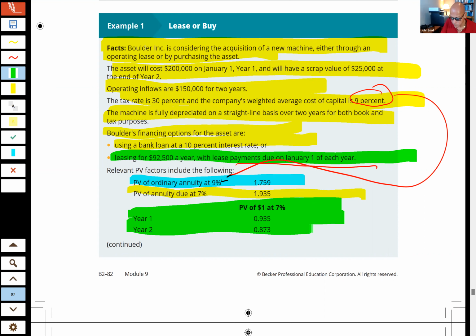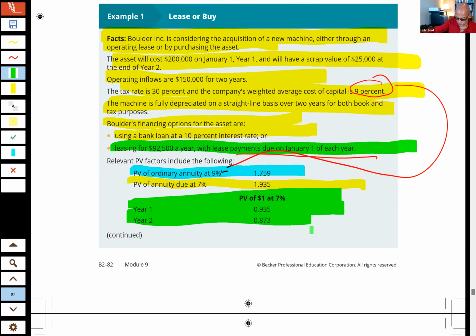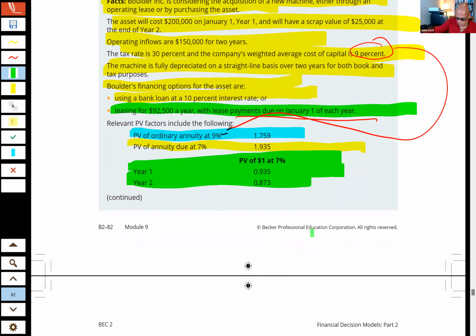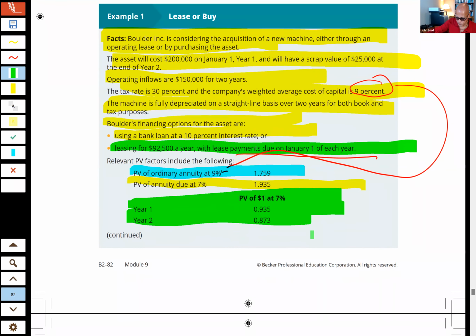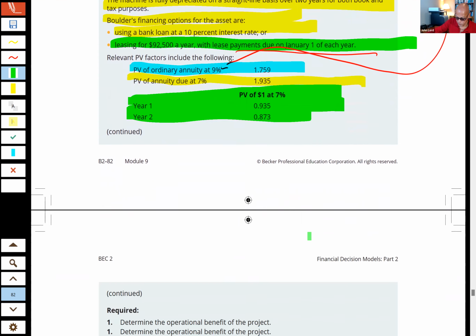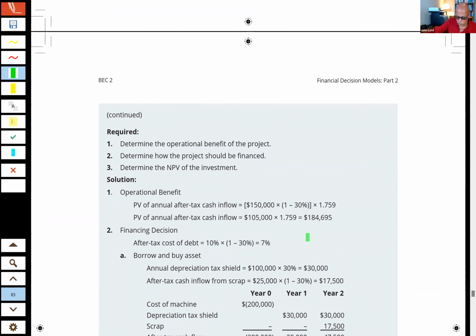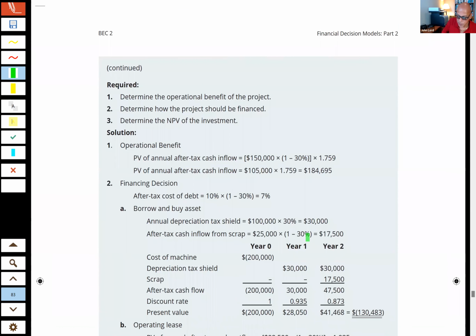So you come over and we take a look at this question. They want us to determine the operational benefit of the project, determine how the project should be financed, and then determine the net present value.